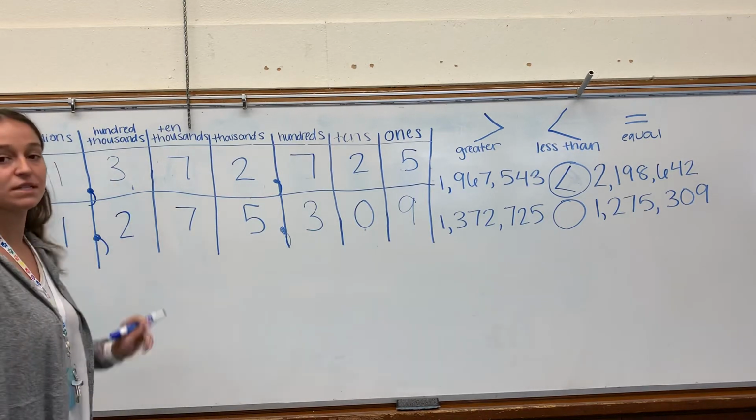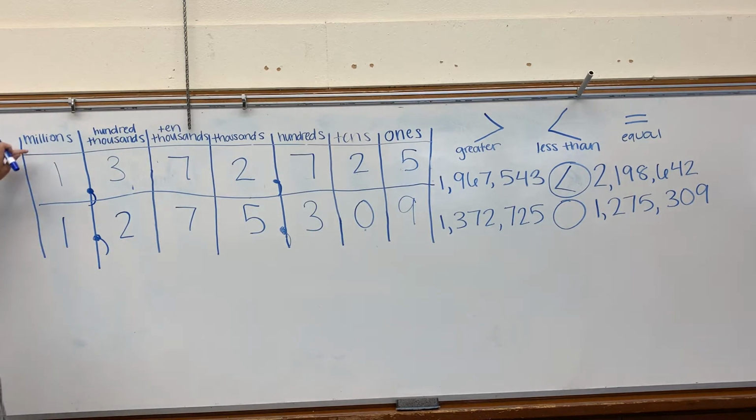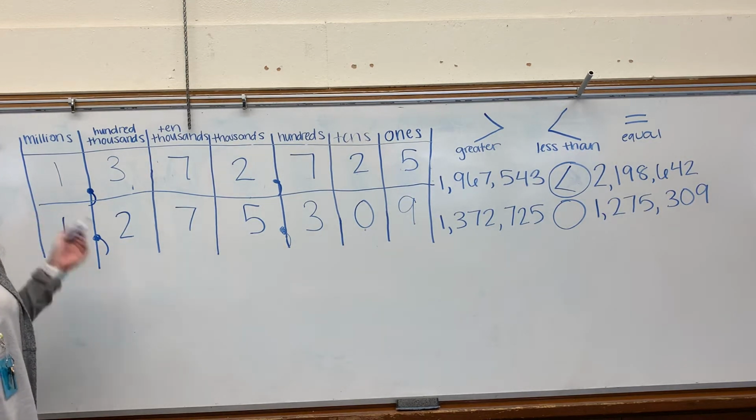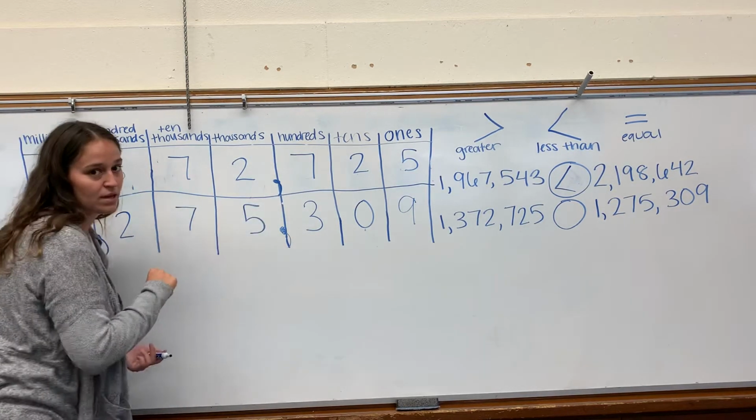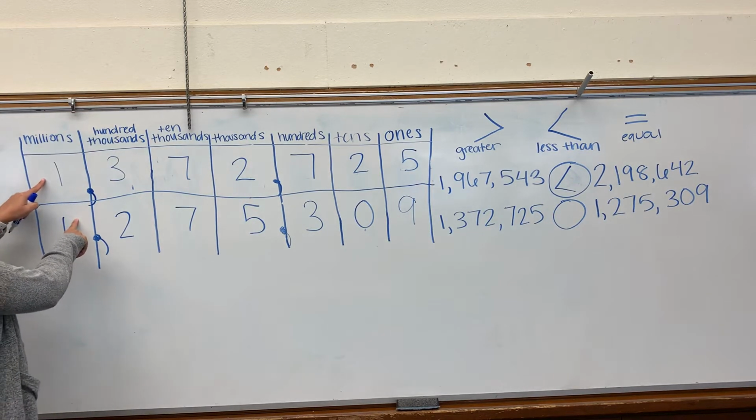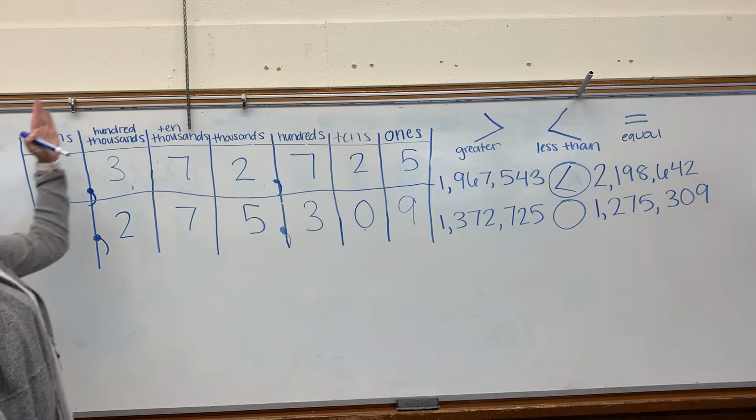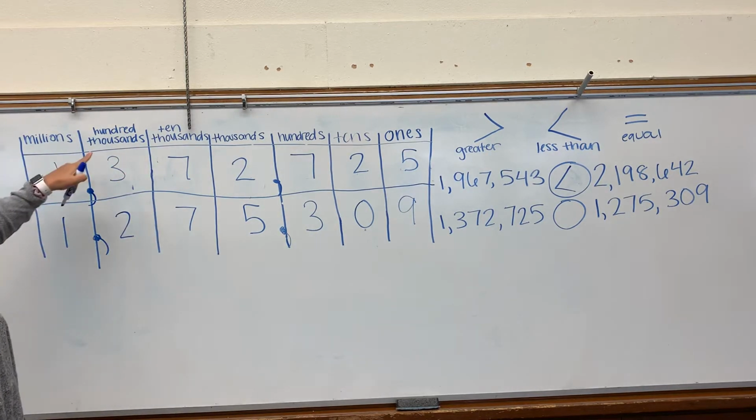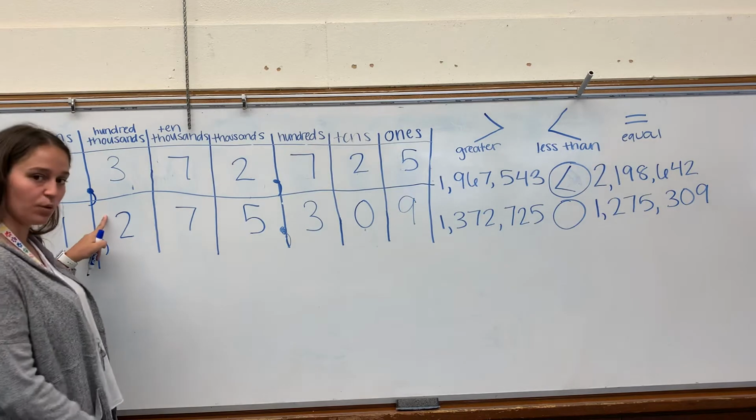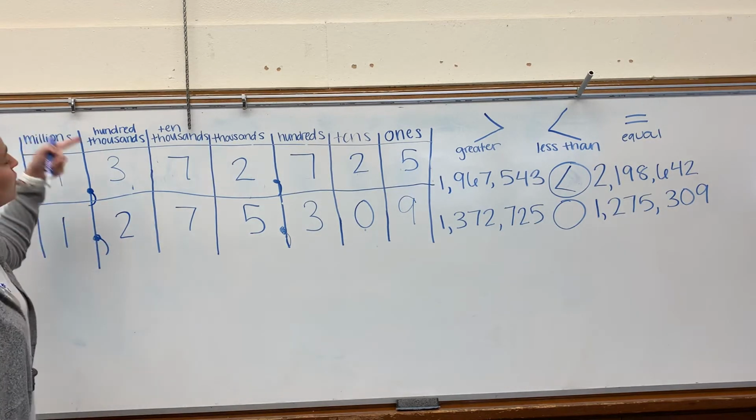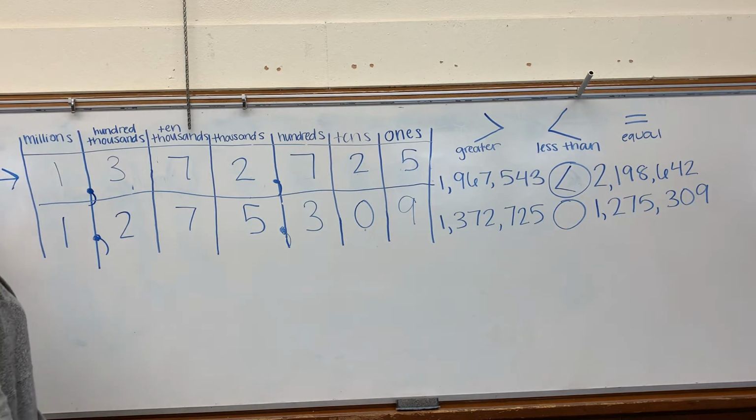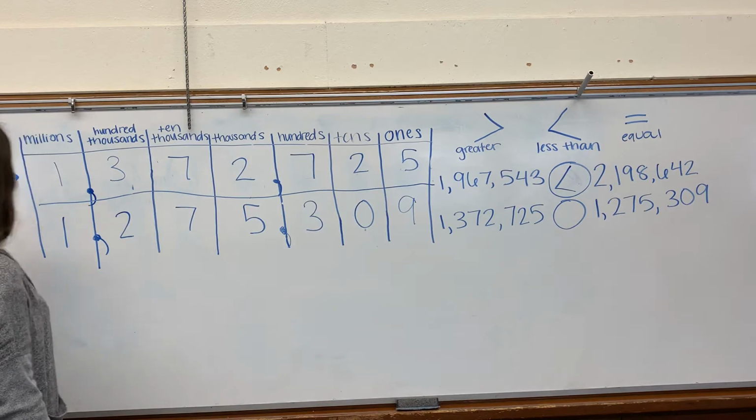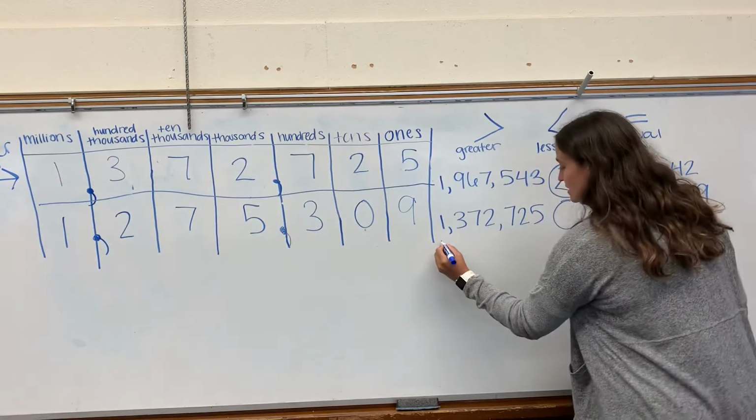Okay, so I always want to start with my largest place value. In my millions column, they're both 1s. So are they equal? I know they're not equal because they have different numbers, okay? But these digits might be equal. If they're equal, that means I have to move over to the 100,000s column. So now I'm comparing 3 and 2. Those are not equal. Which one's larger? 3. So this is the larger number.